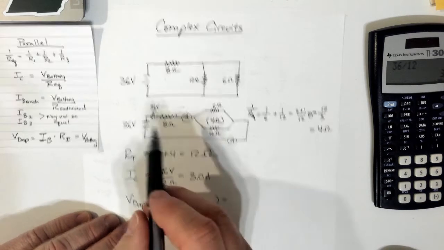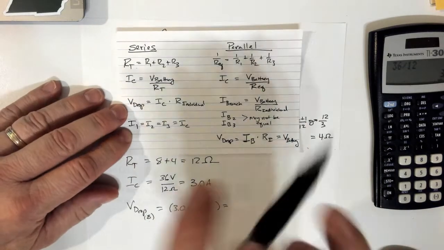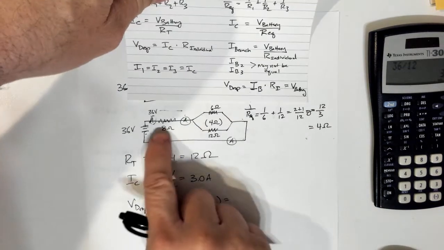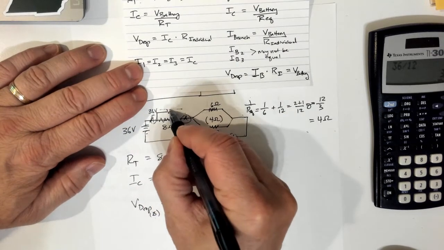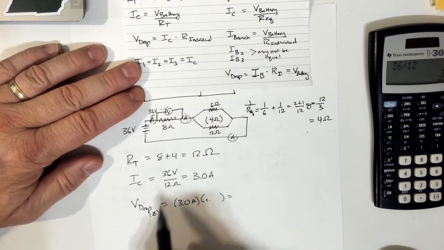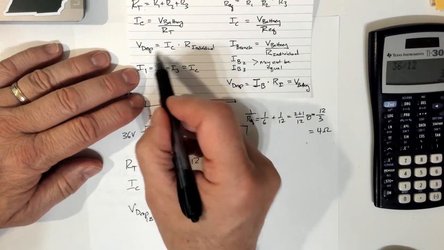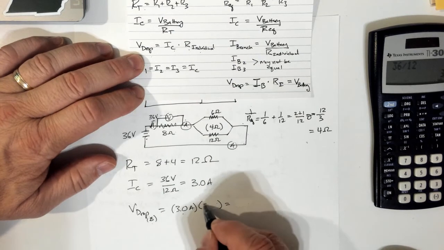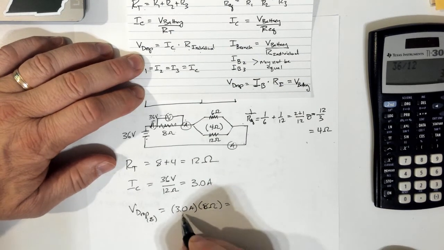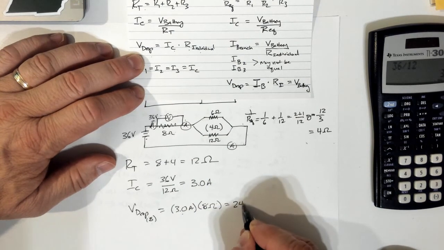So it's right here. I needed to do this equation. Voltage drop, I said it's going to be a series, so it's going to be the first drop right here. To clear my mistake up, voltage drop is going to be the current, which is 3, times the resistor I'm going through, 8 ohms. 3 times 8 is 24 volts.